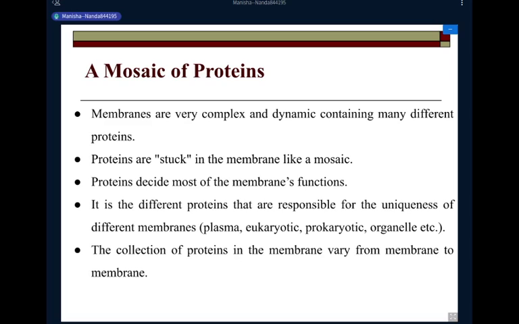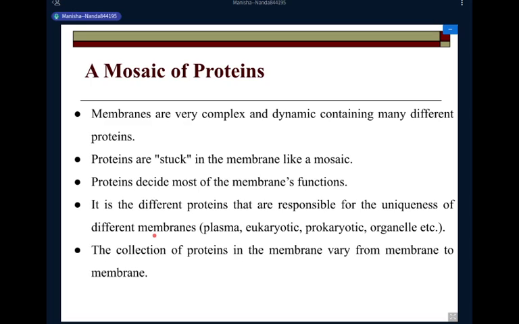It is a mosaic of proteins, meaning it contains a variety of proteins that impart different properties to the membrane. So membranes are very complex and dynamic, containing many different types of proteins, and these proteins are stuck in the membrane like a mosaic. Proteins decide most of the functions of the membrane, and it is the different proteins that are responsible for the uniqueness of different membranes.